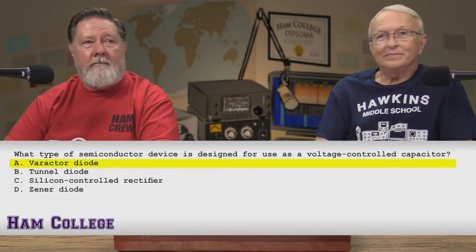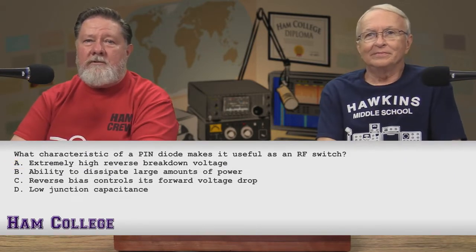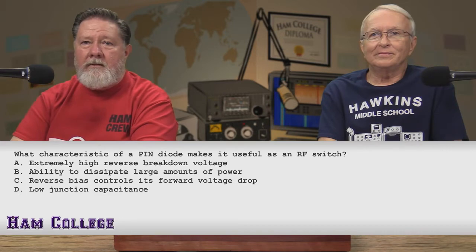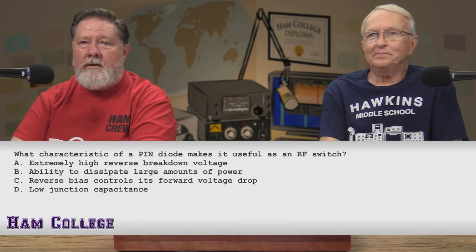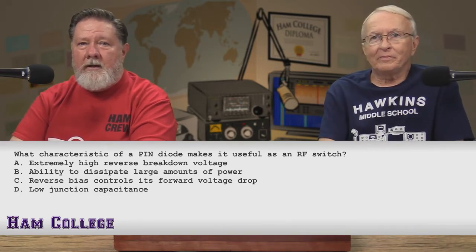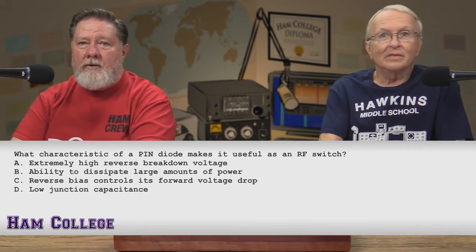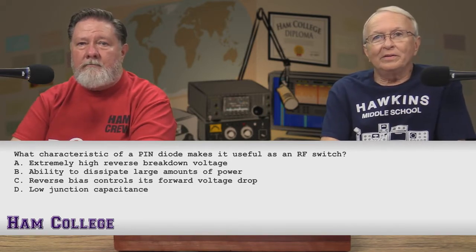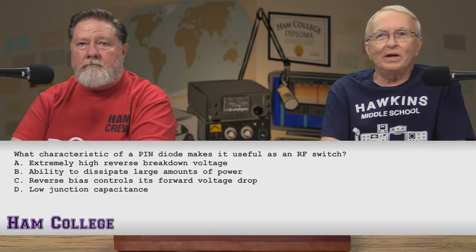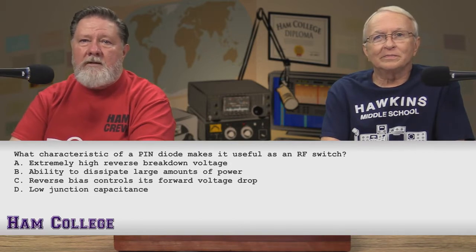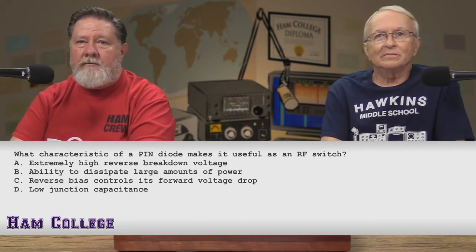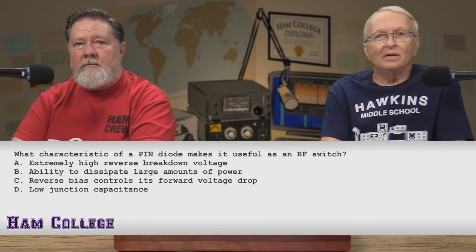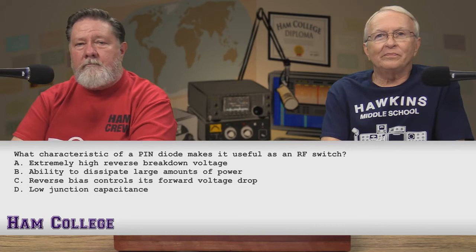Oh, yeah. What characteristic of a PIN diode makes it useful as an RF switch? A, extremely high reverse breakdown voltage. B, ability to dissipate large amounts of power. C, reverse bias controls its forward voltage drop. Or D, low junction capacitance.